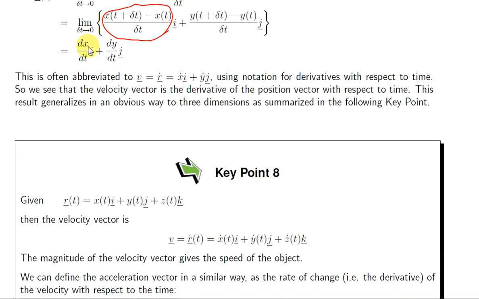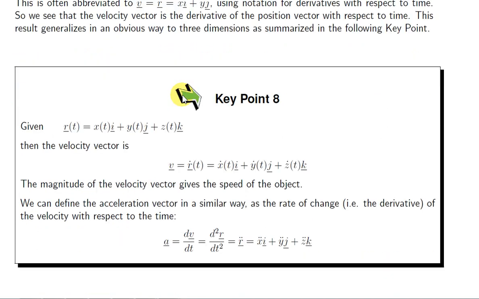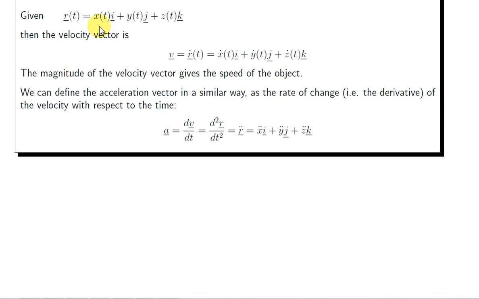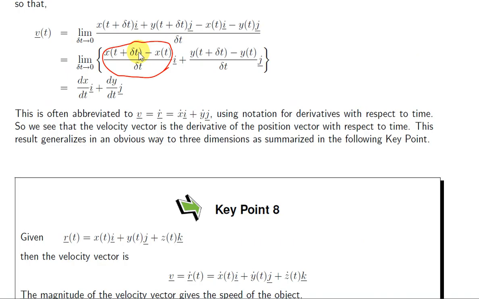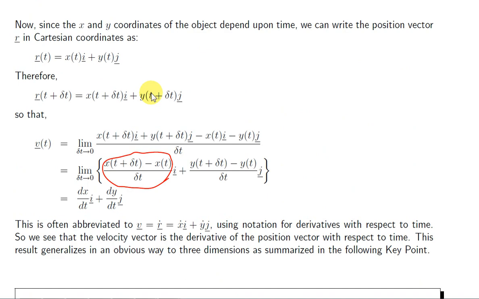So another notation for the derivative of a function with respect to time is to use a dot over x and a dot over y. We can extend the previous result to the case of a trajectory in 3 dimensions, where we need a third basis vector k to represent the third dimension.